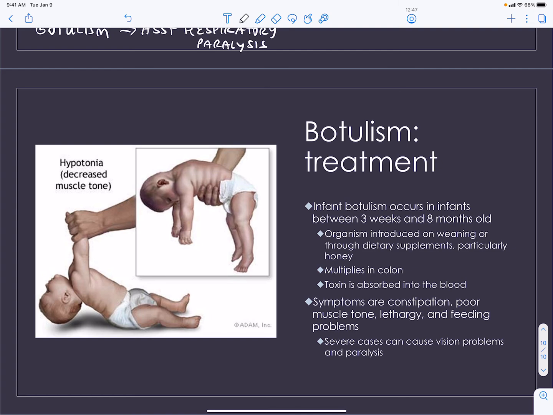Now, mortality is less than 10%. And this is if you have proper ventilation. So supportive care is very important. And then antibiotic therapy is only given to patients with wound form to get rid of the bacterium.